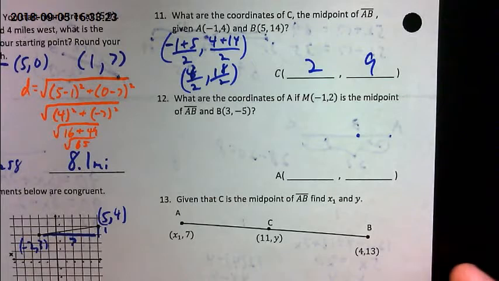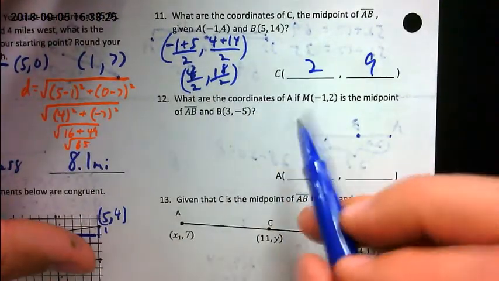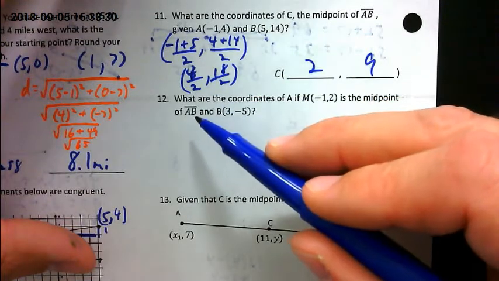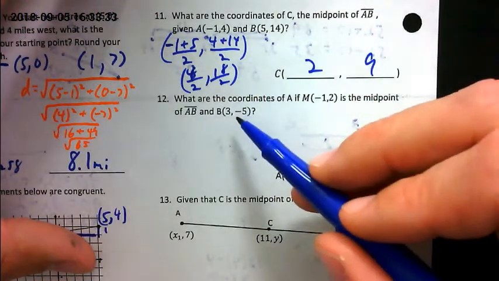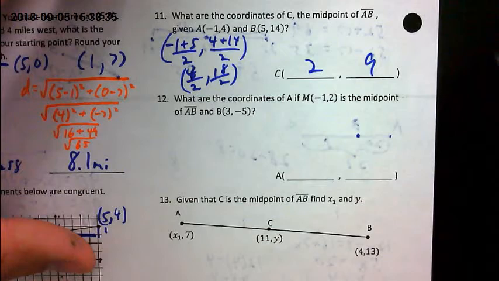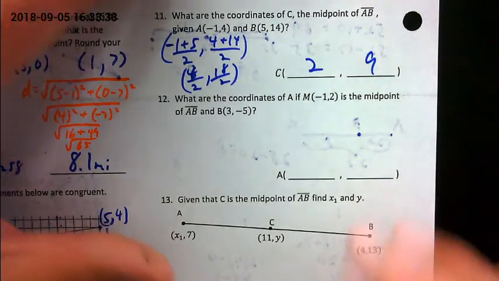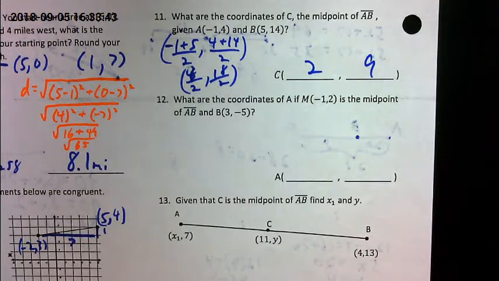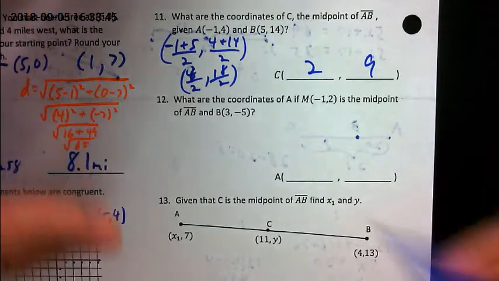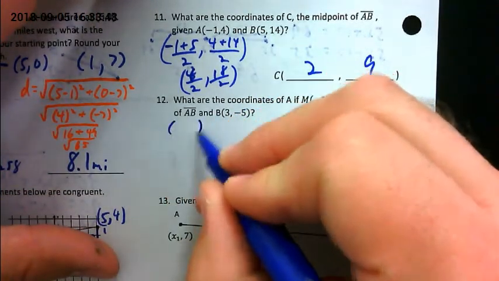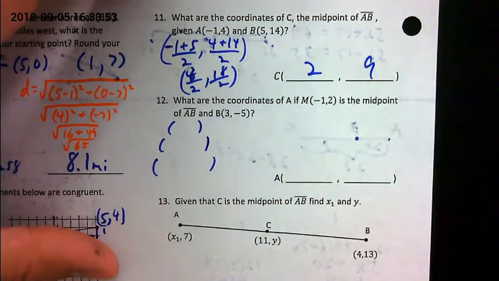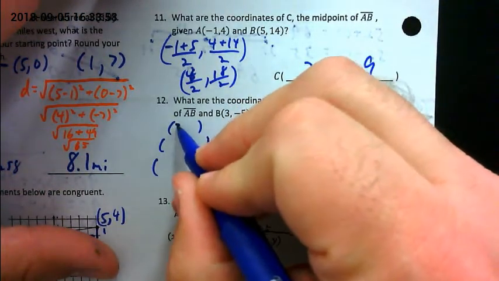Right? On number 12, what are the coordinates of A if M is the midpoint of segment AB? And we know that B is at 3, -5. So they are looking for the missing endpoint. This is where you could use what I call the snowman method. All right? So I'm going to make my snowman. Parentheses, parentheses, parentheses. In the top, I'm going to put my first endpoint. Well, the endpoint that I know is 3, -5.